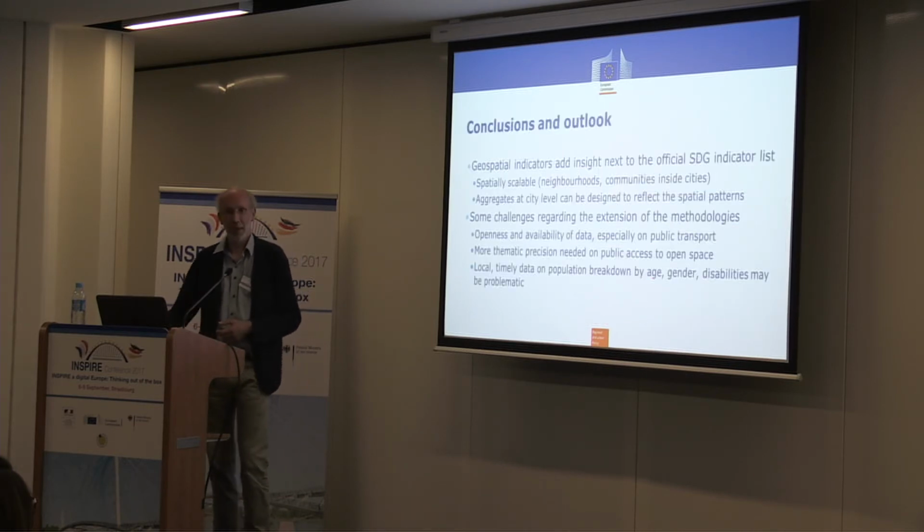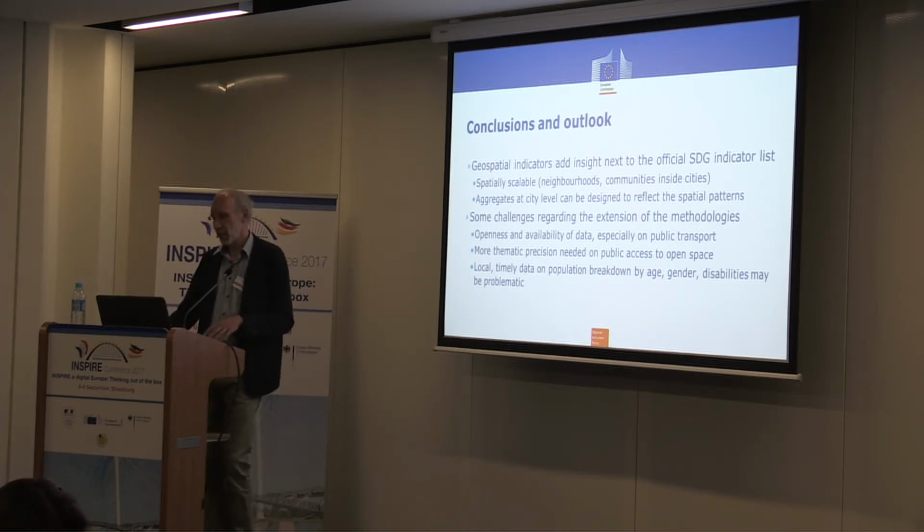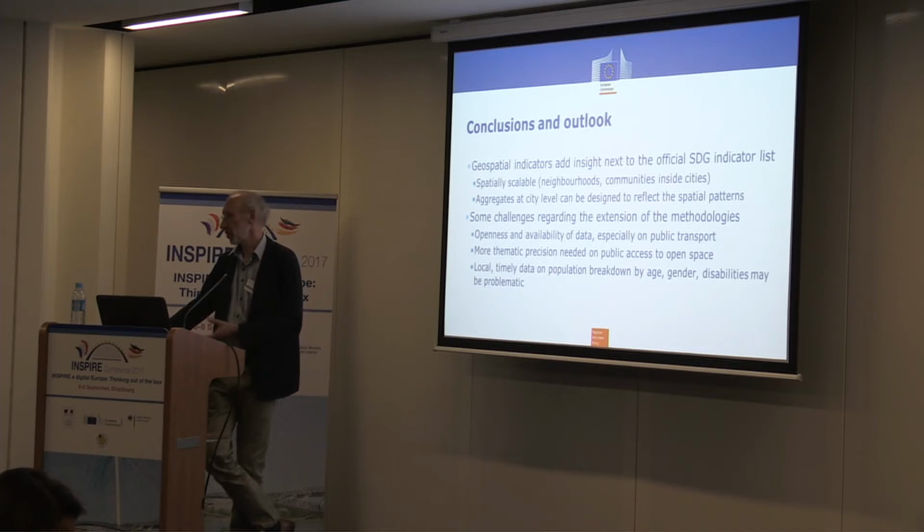So, time for conclusions. I think it's obvious that geospatial indicators can add insight next to the official SDG indicator list, because they are spatially scalable if the adequate data are available. They can look into the situation of neighborhoods, communities inside cities, and the aggregates at city levels can much more reflect spatial patterns and diversity inside the city.